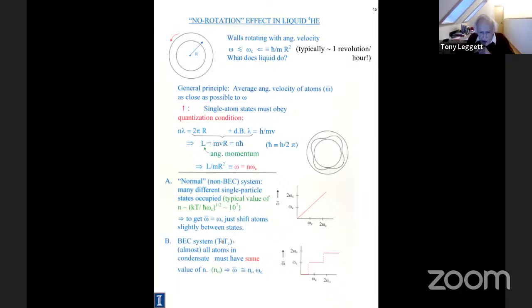The final example I'm going to discuss, and I probably won't have time to discuss this in much detail, is something which is very dear to my own heart, which is nuclear magnetic resonance in superfluid helium-3. Last slide, please.